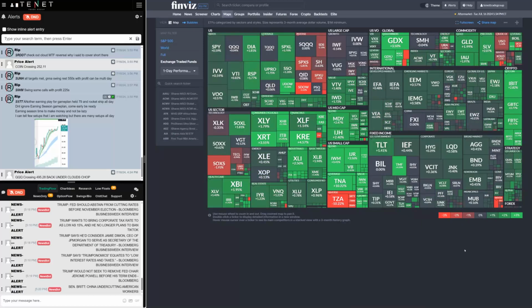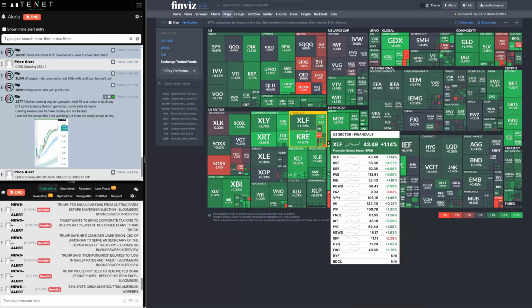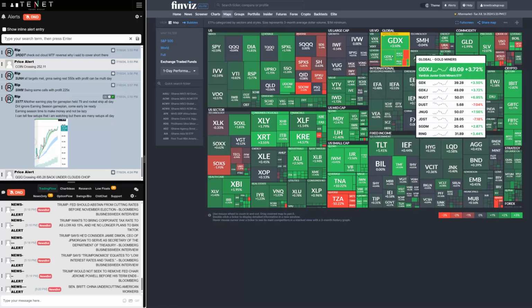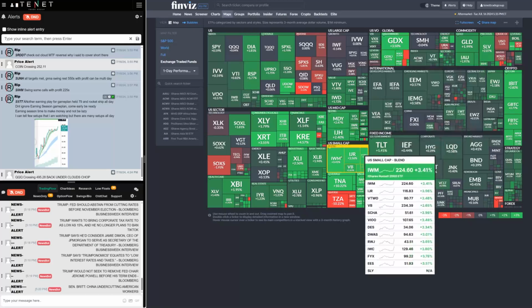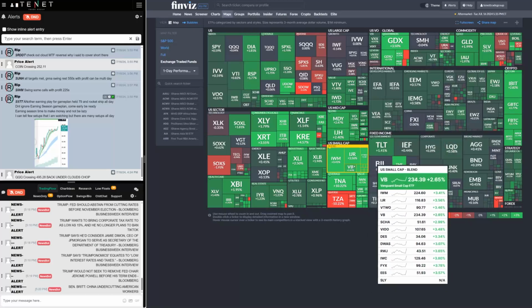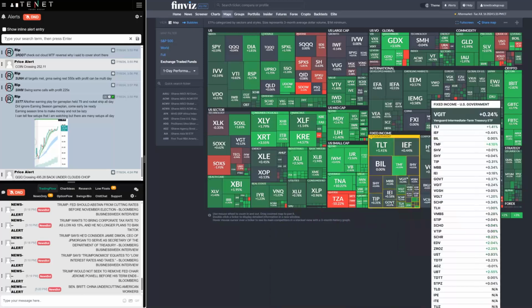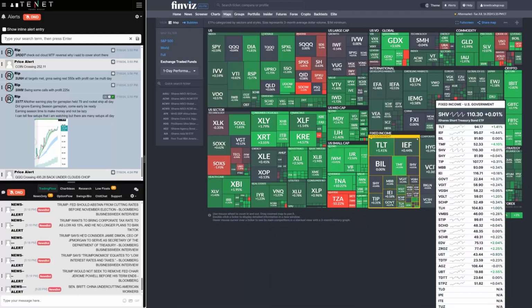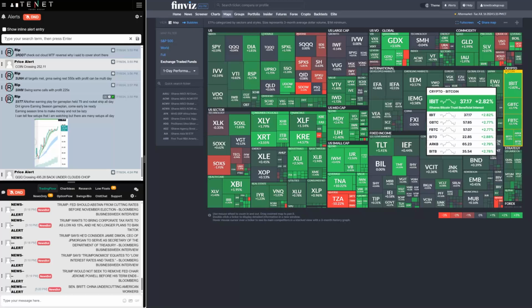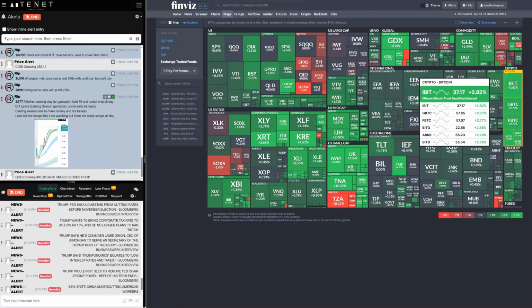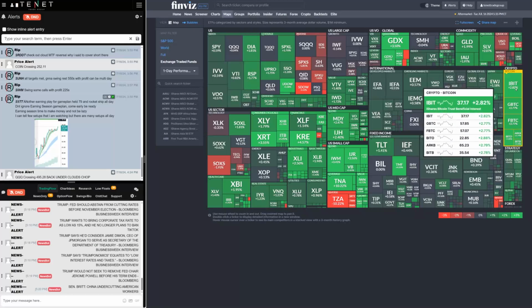So I can clearly see that financials is a big green, gold is going crazy, a lot of money is flowing into gold. I posted a chart on that as well. You can see the small caps going well, US small caps, IWM, and all those small caps ETFs. You can clearly see them here and understand where the money is flowing. You can see Bitcoin has very good, crazy strength.